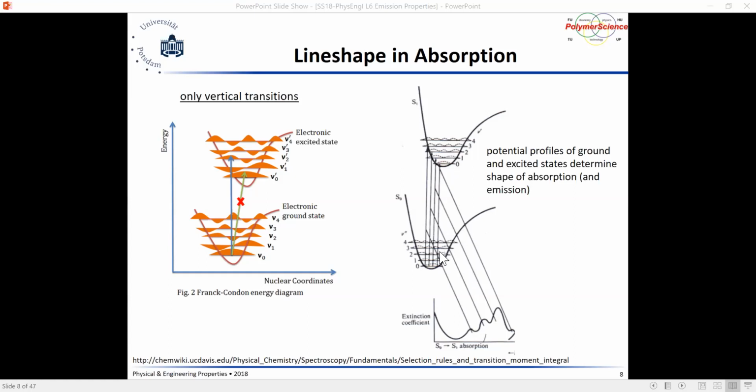And as we have explained already, your 0 to 0 transition is not always the strongest. It would only be the strongest transition, i.e. the intensity of the peak would be the highest, if we had no shift in the excited state potential compared to the ground state, because then you would get the highest amplitude. But since it's not the highest amplitude, then it will not give us the highest intensity in the absorption.